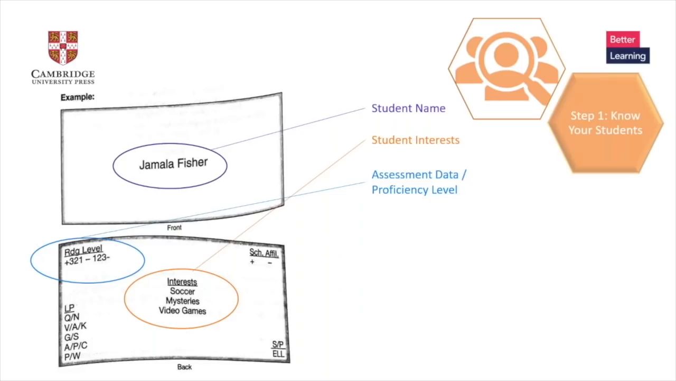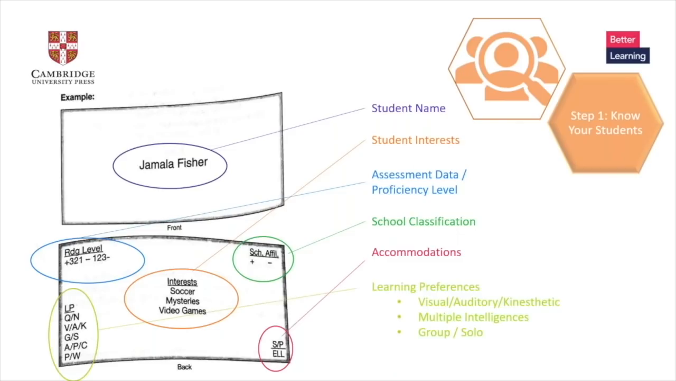Any kind of proficiency level or assessment data that you might have, their school classification, their freshman, sophomore, first year, things like that. Any accommodations that they might need, and also their learning preferences. They might self-report this and say, this is the style of learning that I like. Or you might write things that you've observed about them, whether they tend to like to work in groups or individually, etc. Now, the thing that was radical to me about this was the writing it down.